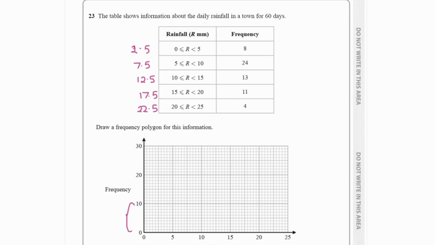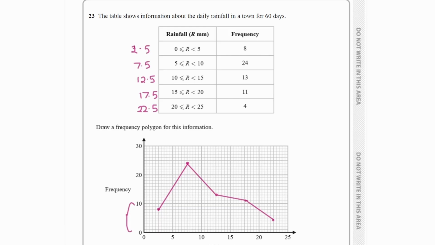For the x-axis, 2.5 would be right in the middle of 0 and 5, so we could plot 2.5 with 8. We will plot 7.5 with 24. We'll plot 12.5 with 13. We will plot 17.5 with 11, and we will plot 22.5 with 4. The final step would just be to join all the points with a straight line so that we have different line segments, and that is our frequency polygon completed.